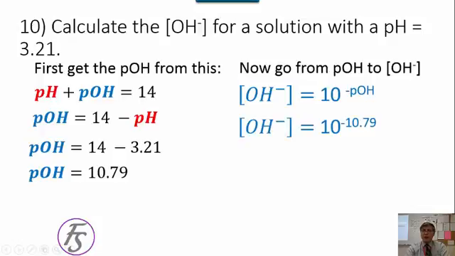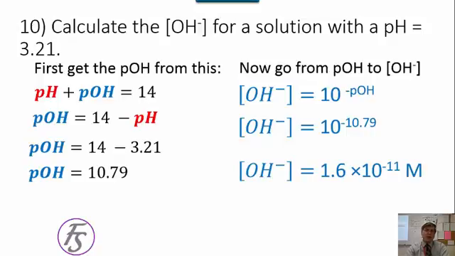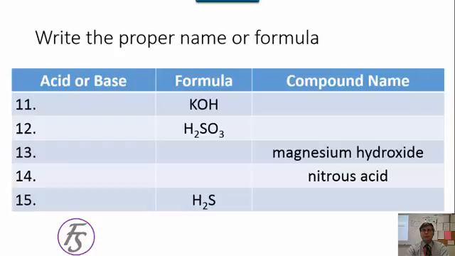When we substitute, we have 10 raised to the 10.79, which gives us a hydroxide ion concentration of 1.6 times 10 to the negative 11 molar of hydroxide. Now we're going to write some proper names and formulas and determine if the solution is acidic or basic.